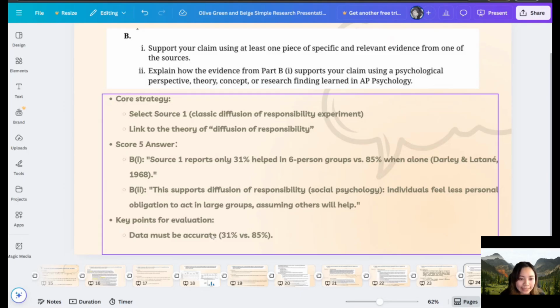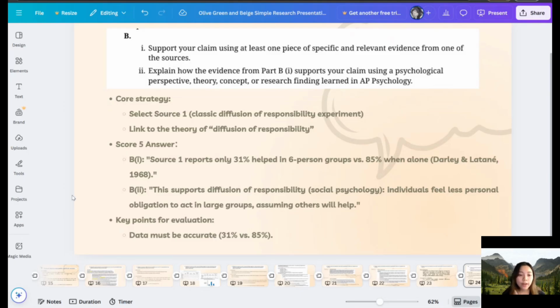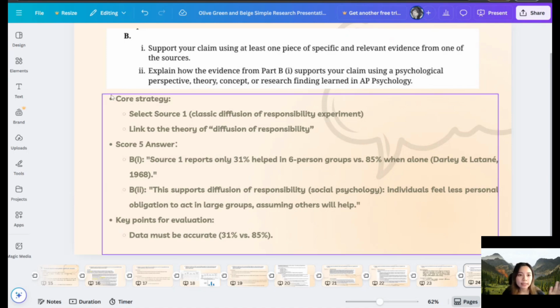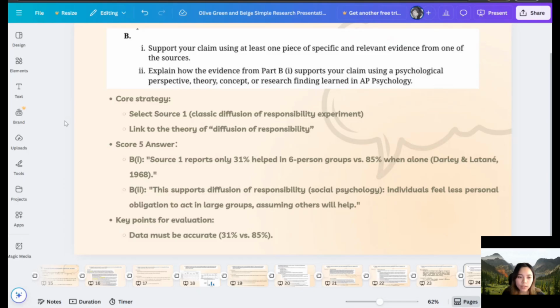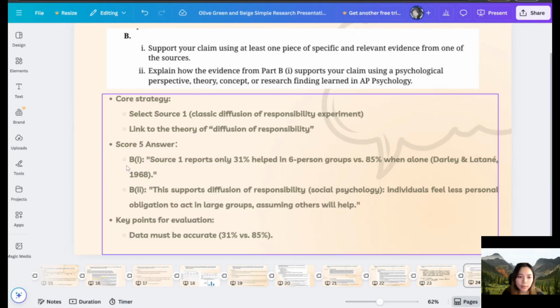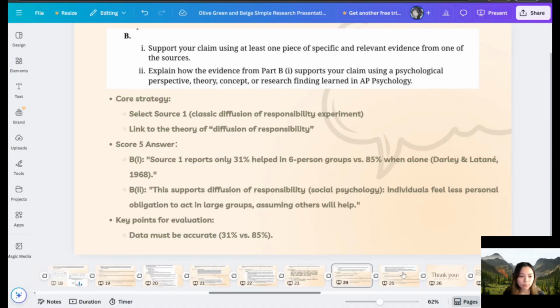Okay. The key point for getting a score 5 answer is that the data must be accurate, right? The 31% versus 85%, and all of it you can find in the text. Just to be clear, part 1 of B is you need to use data to make a claim. The second part of B is you state the concept, theory, or research finding that you want to talk about, and you need to explain it. Okay? Boom, boom.